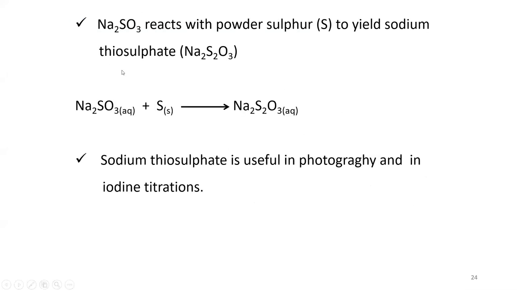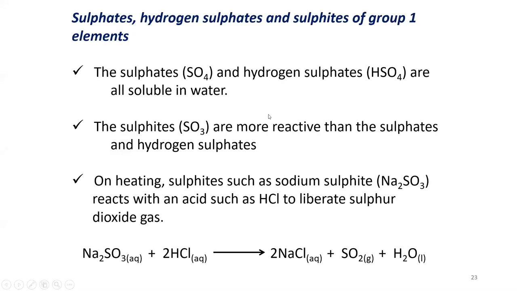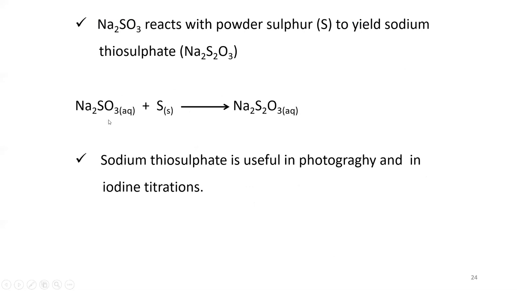Your sodium sulfite can also react with sulfur to form sodium thiosulfate. Sodium thiosulfate is a very important chemical, very useful in photography and in iodine titrations. So your sulfite will react further, either with oxygen or with sulfur, to form more compounds, unlike your SO4, which is not reactive. Your sulfite, SO3, is more reactive, and that is what we are seeing here: sulfite reacting with sulfur.